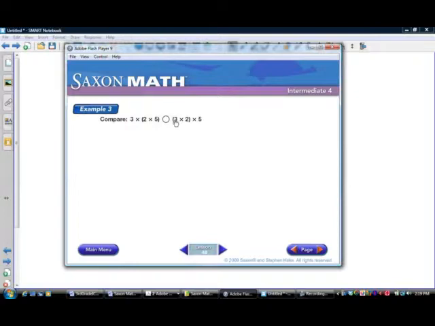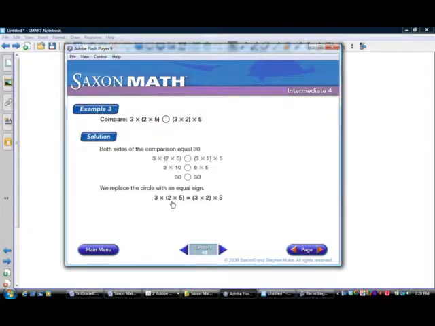Okay, let's check this side. 3 times 2 is 6. And 6 times 5 is 30. So guess what? Which two were associated did not affect the outcome. As long as you are working with the same three numbers each time, it doesn't matter which two you associate together first. So this is called the associative property of multiplication.